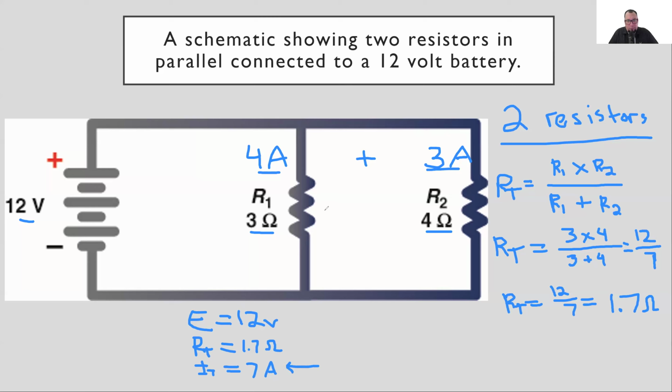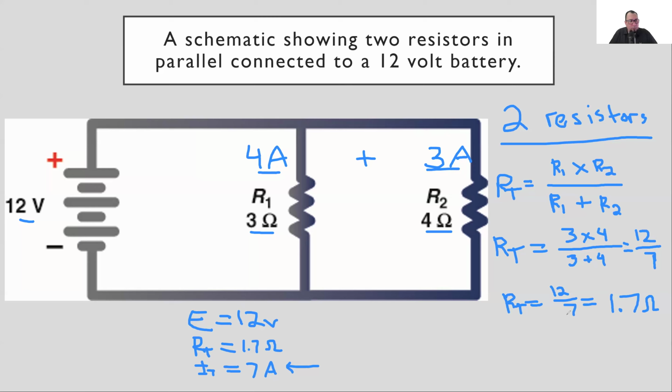We could have found the amperage in each leg first and found IT first, and then just divide 12 by 7. Or we could find the RT first and then divide the voltage by the resistance total. So either way you can do it. You can do it two different ways in these problems.